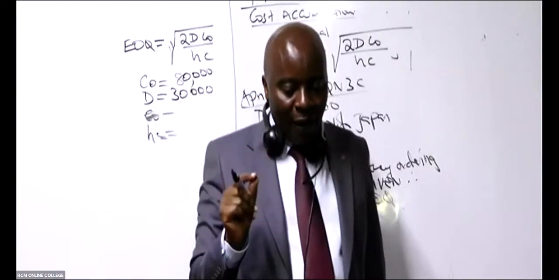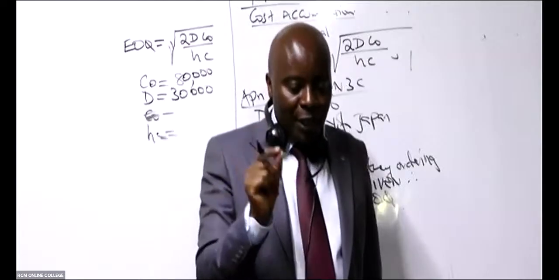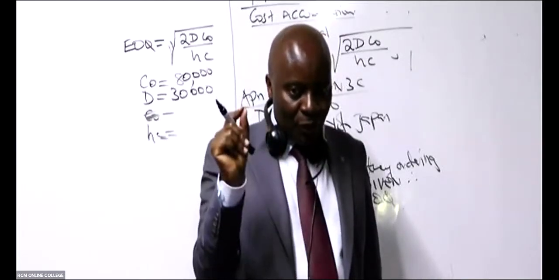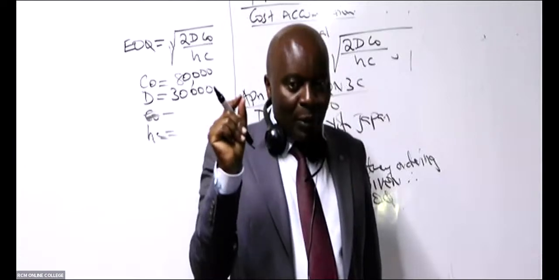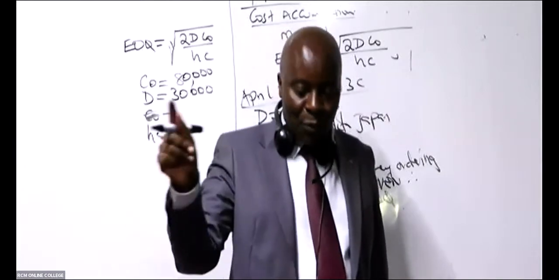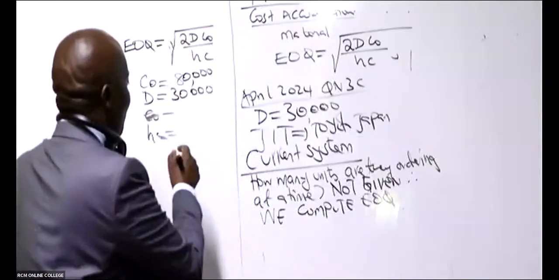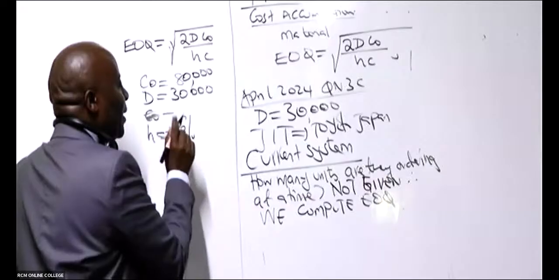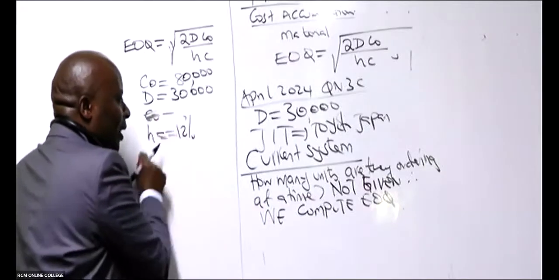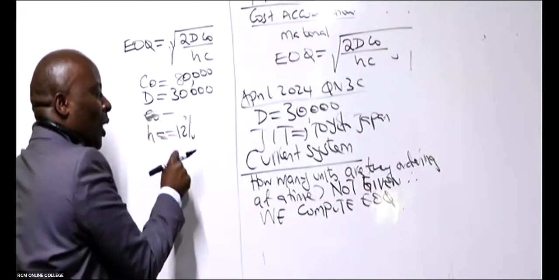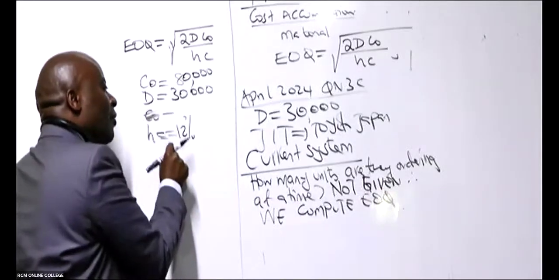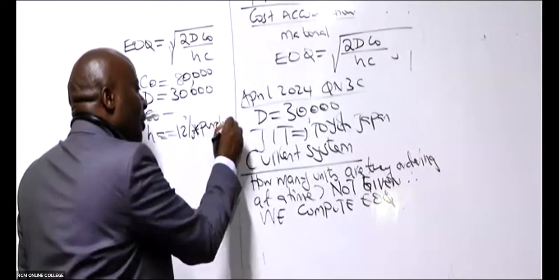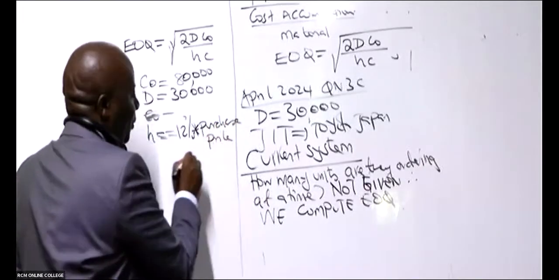For the current system, have they given me the holding cost? What is given there? In the event of the holding cost being given as a percentage, we multiply it with what? The purchase price. That is what we agreed. So the holding cost is given as 12%. It can never be left like that. Holding cost is in Kenya shillings. So if it is given in form of a percentage, always multiply it with the purchase price.